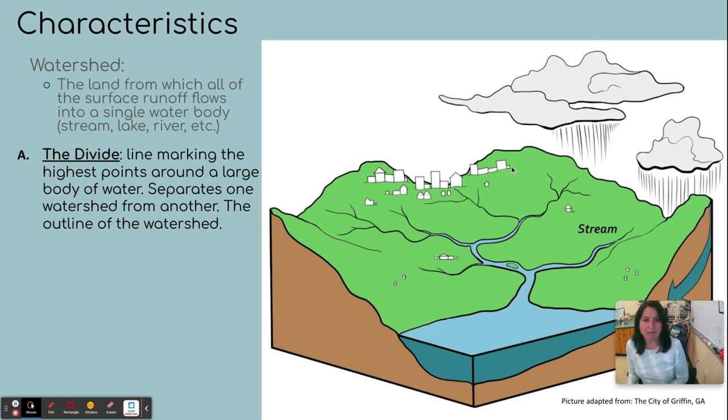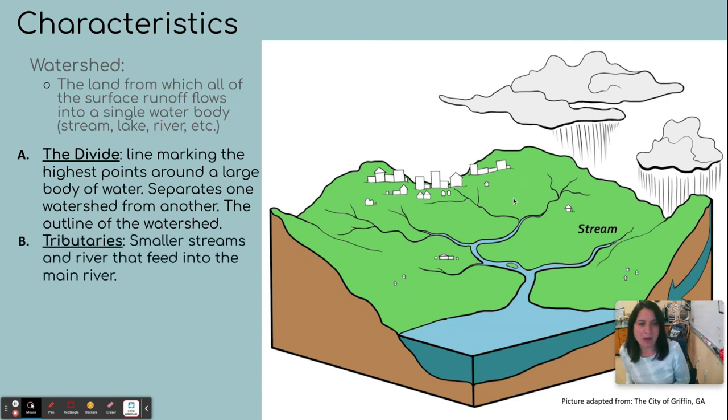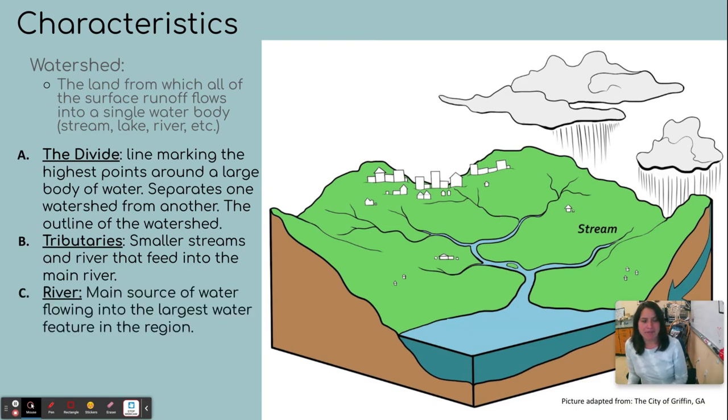So it's sort of that boundary line where a raindrop falling on one side of the divide will flow into the Middle Fork, and a raindrop landing on the other side of the divide will flow into the South Fork. Tributaries are smaller streams and rivers that feed into the main river. For example, little Johntown Creek here behind us in the park is a tributary for the South Fork American River. And then a river is a main source of water flowing into the largest water feature in that region.